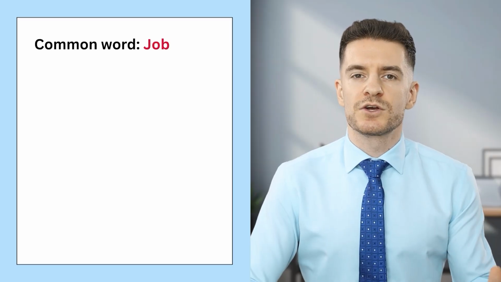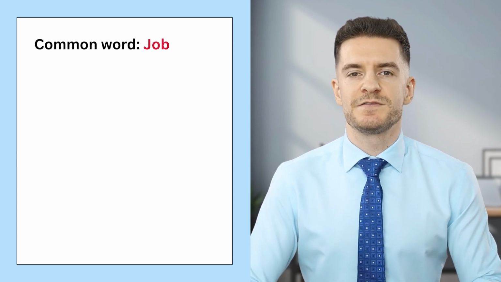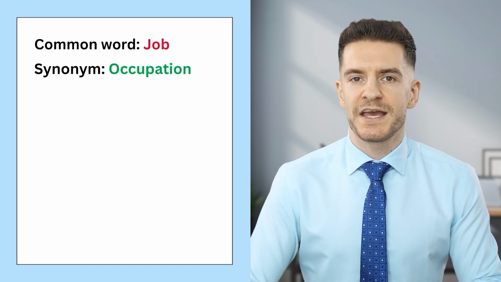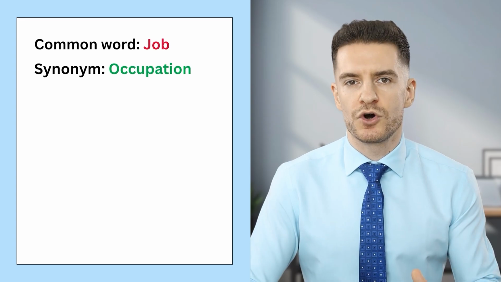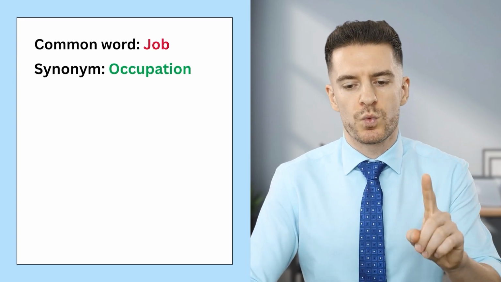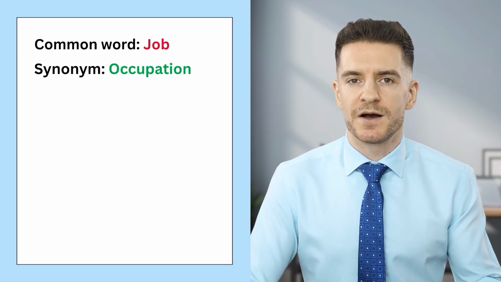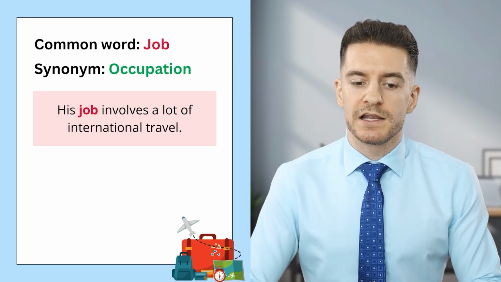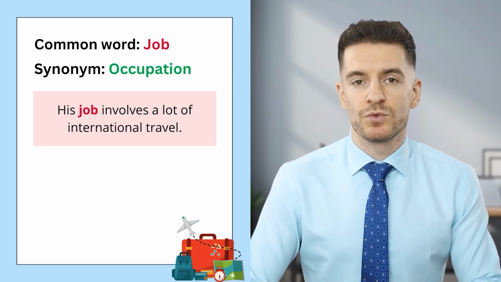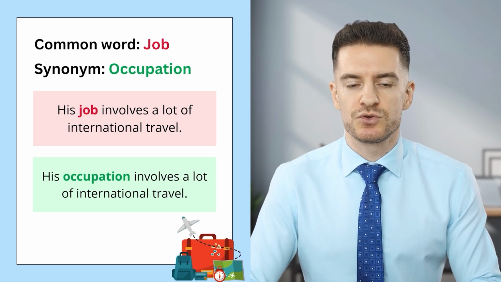Word 29 now, which is job. Job is a great word and there's nothing wrong with it, but it's just a very basic word. So instead of saying job, you could use the word occupation. Occupation is talking about a person's regular work or job. It's not talking about just one job you have to do, like doing some homework or cooking dinner. Well, no, we wouldn't use occupation here. His job involves a lot of international travel. Well, no, we could say his occupation involves a lot of international travel.